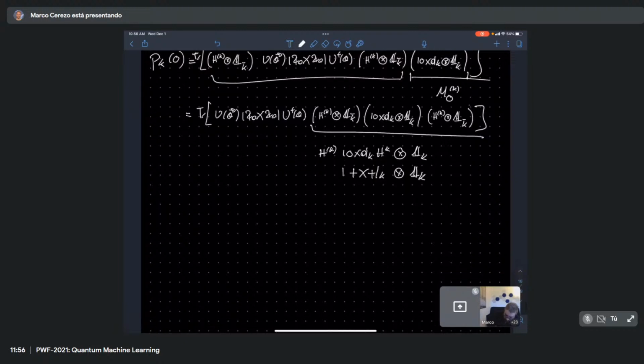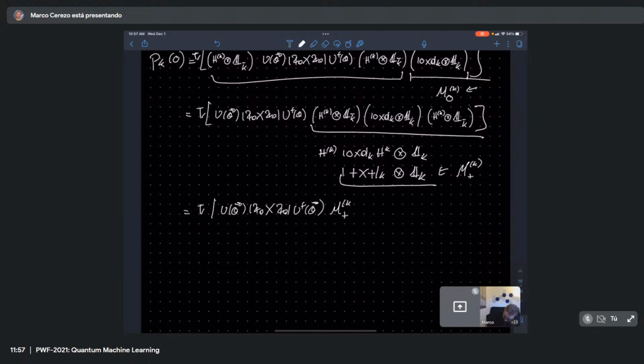So now, if we rewrite this here, we have our state that has evolved through the circuit. And here we have this operator right here. And just if we see this, what is this right here? This is a projective measurement operator on the kth qubit onto the plus state. So what we're doing is exactly what we set out to do. We are making a projective measurement onto the plus state in the k qubit.